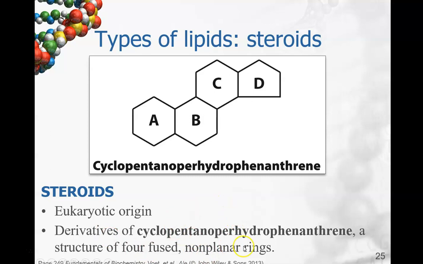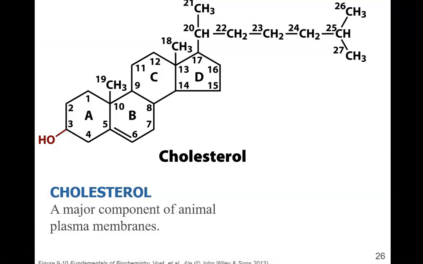So again, you can add different functional groups to these things. But if it has these four fused non-planar rings, it's classified chemically as a steroid. For example, cholesterol. So cholesterol is a steroid. So again, if we add this OH group, this is why this is cholesterol, because we have an alcohol functional group, and we have this aliphatic group right here.